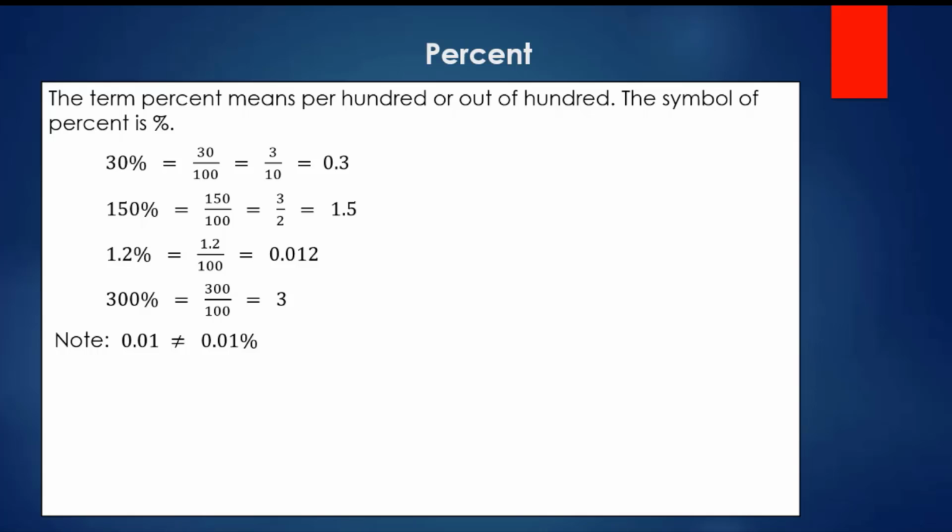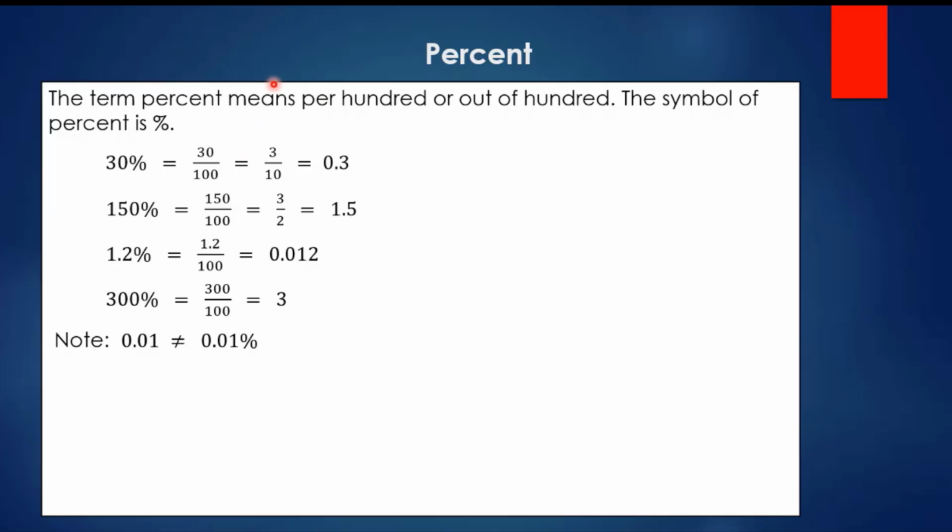Now when we talk about percent, what do you mean by percent? The 10% means per 100 or out of 100. Percent means per 100 or out of 100. So when you're finding percent of something, it simply means that you are dividing that thing into 100 places and you are taking a part of it.